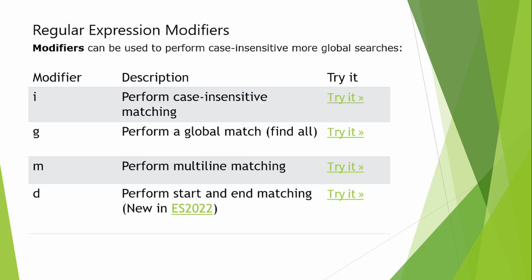Regular expression modifiers. Modifiers can be used to perform case insensitive, more global searches, like i, g, m, d. i performs case insensitive matching, g performs a global match, finding all matches, m performs multi-line matching, and d performs start and end matching. This is a new feature introduced in ECMAScript 2022.